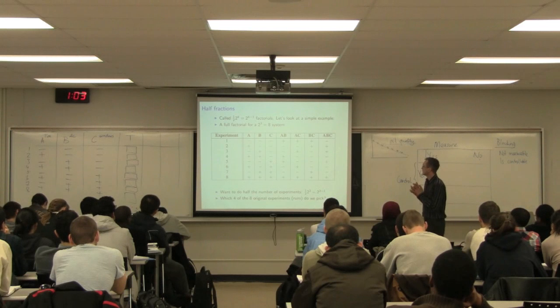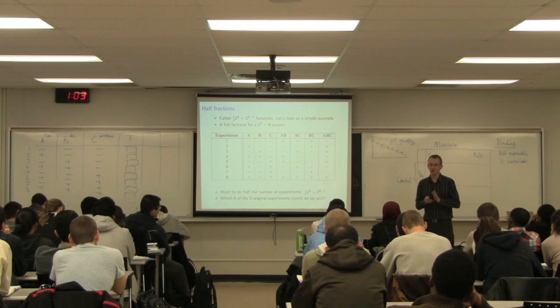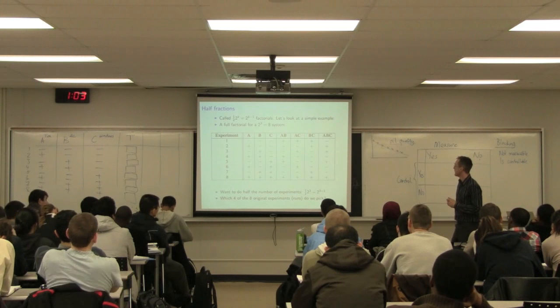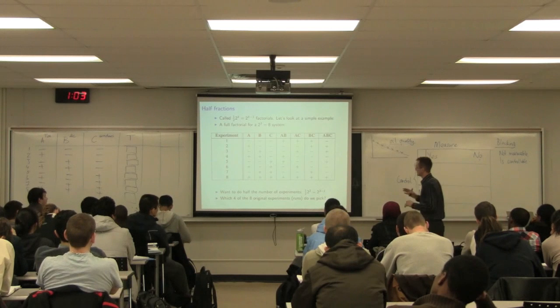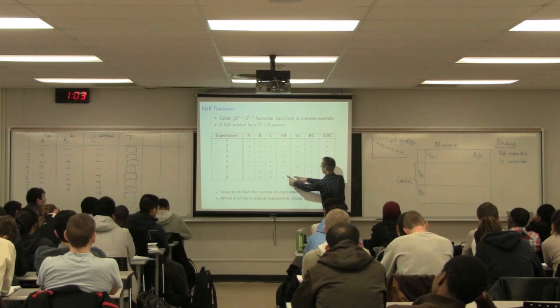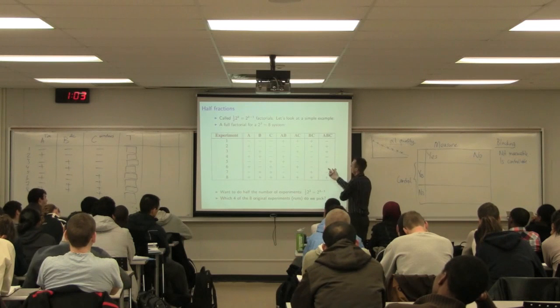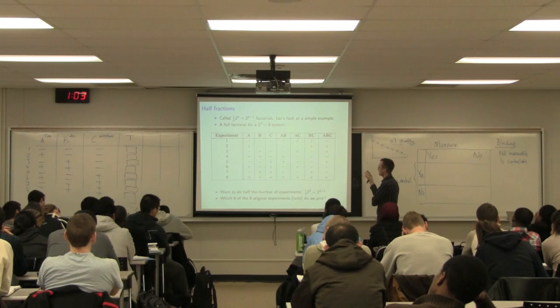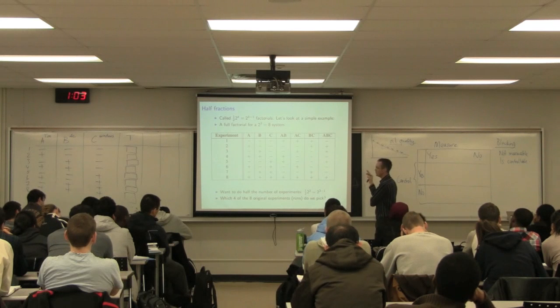So let's take a look here. We've got 8 experiments that we should have done. So these are the 8 up here on the board. A, B, C run in the usual standard order. Then I've written out the AB, AC, BC, and ABC interactions. If we want to do half the number of experiments, I only want to do 4 of those 8. Which are the 4 that I pick?